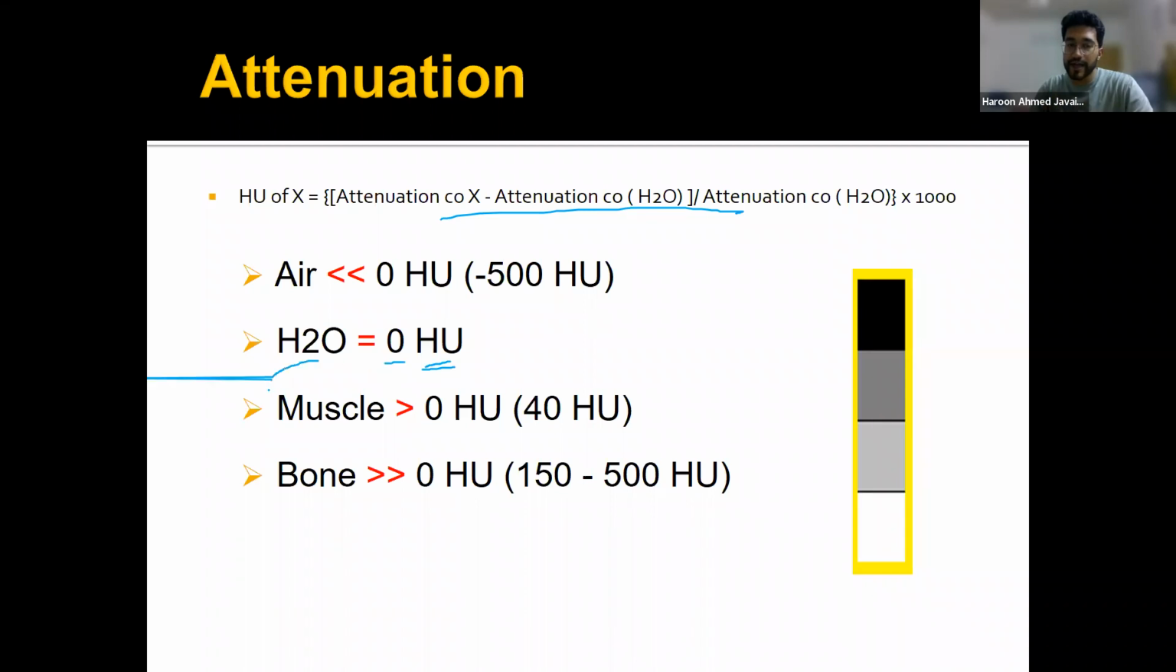So anything that has a higher density will have a higher Hounsfield unit, and anything that has a lower density will have a negative Hounsfield unit. Now again, the less attenuation there is, the darker the image will appear. So that's why air appears black, and that's why bones appear white. Okay. Everything clear so far?